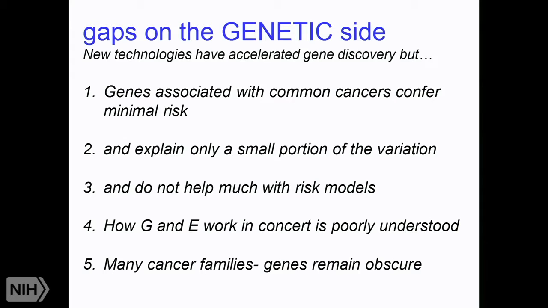Okay, of course, epidemiologists have delved into genetics increasingly. And on the genetic side, we have challenges as well. One is that most of the genes in GWAS studies since about 2007 associated with common cancers confer minimal incremental risk. They explain only a small portion of the variation. When you put them in risk models, they help a little bit, but they don't really give you that much. How gene and environment work together is really poorly understood.